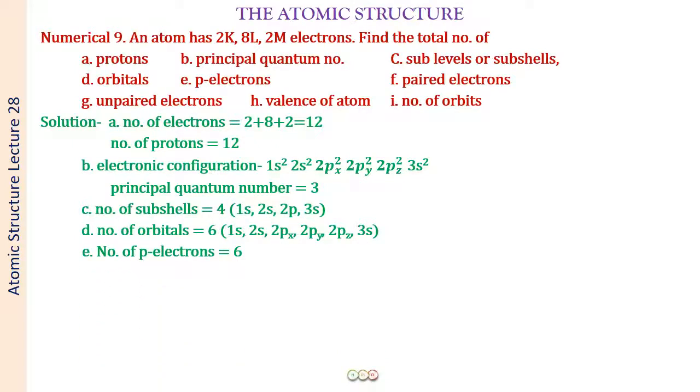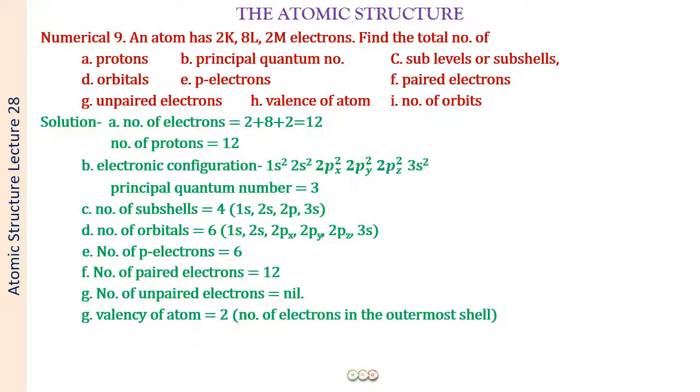Then you have to tell the number of p electrons. So again that is going to be very easy. Just see the p electrons, there are 6 of them. And then the paired electrons. So all of these electrons you can see they are paired. There is no unpaired electron, which is the last part. So the number of paired electrons is 12 and the number of unpaired electrons is 0.